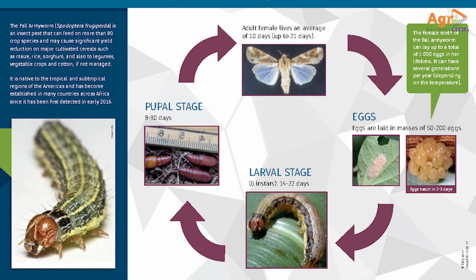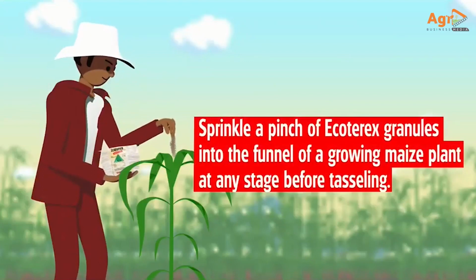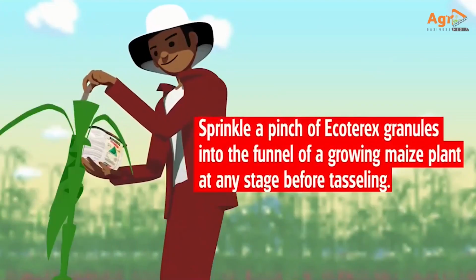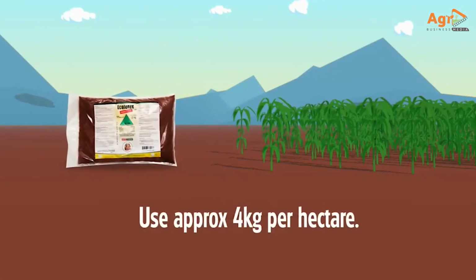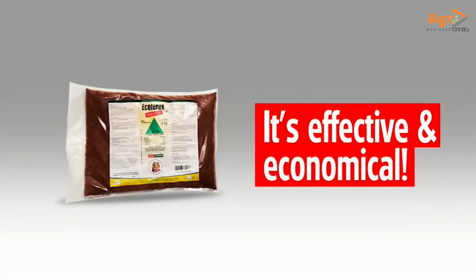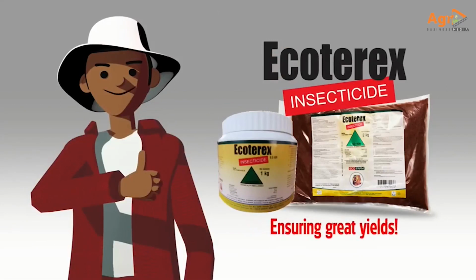I'll talk about Ecoterex GR and Ecoterex EC30. Ecoterex GR does not need any water, or you do not mix it with anything. You apply it by hand, dropping a pinch per plant station. For a hectare, a farmer requires 4 kgs of Ecoterex GR, and as I mentioned earlier, Ecoterex EC30 is liquid based. It's an EC, emulsifiable concentrate.